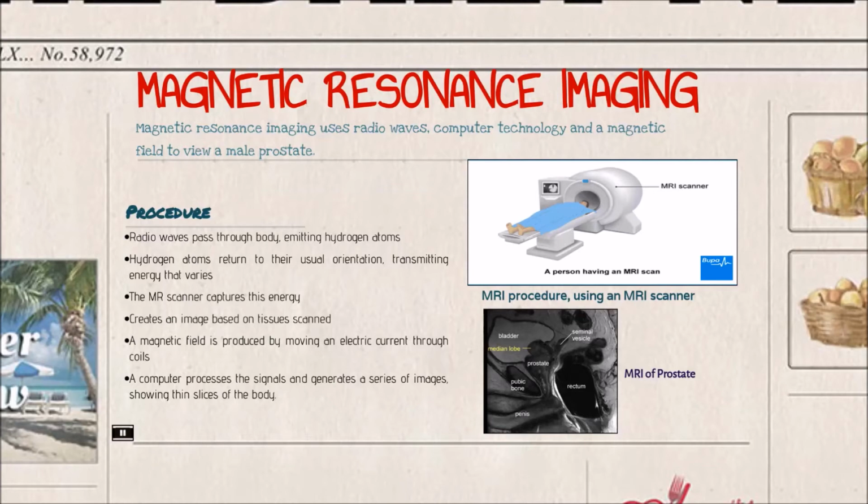A magnetic field is produced by moving an electric current through wire coils in MRI units. A computer then processes the signals and generates a series of images, each of which show a thin slice of the body.